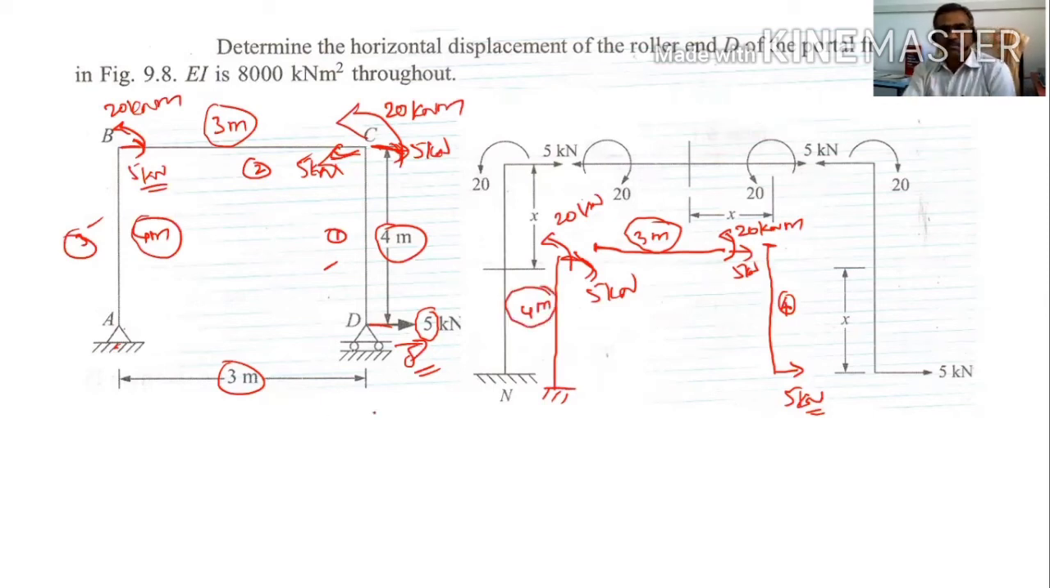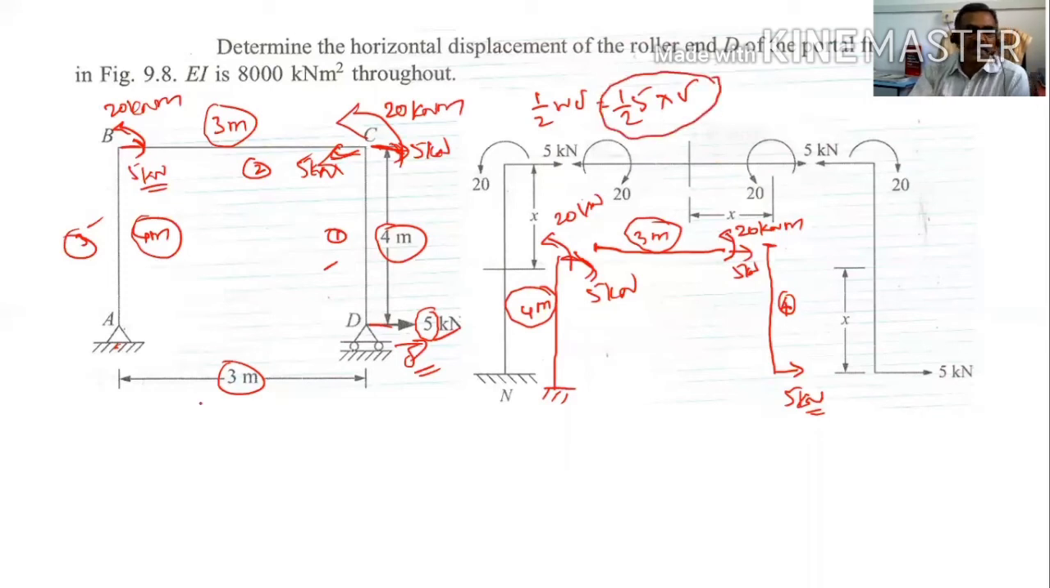Now, what is the work done? Work done is equal to half into W into delta. What is W? 5 kilonewton. So half into 5 kilonewton into delta is the work done. What is the energy stored? We have divided into 3 beams, so total U is equal to U1 plus U2 plus U3.